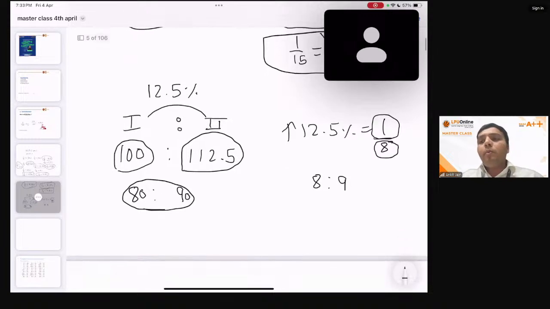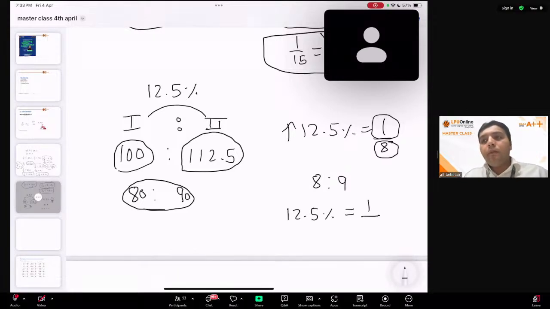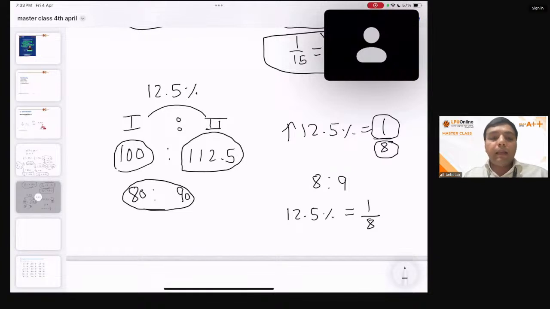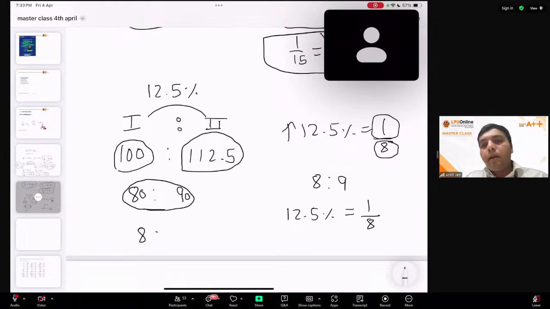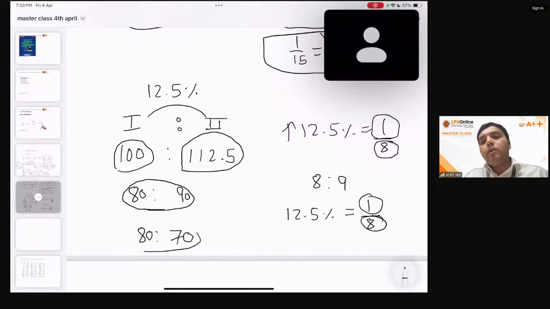Same, for a decrease of 12.5%, what is the ratio of initial and final? Suppose your money decreased by 12.5%. Yes, 8 ratio 7. Suppose you have 8 rupees, now it becomes 7, a decrease of numerator and denominator. If you have 80 rupees, it becomes 70 rupees. So rather than assume 100, we assume the denominator part. The denominator is 8, so you can assume any multiple of 8: 8, 80 or 800.